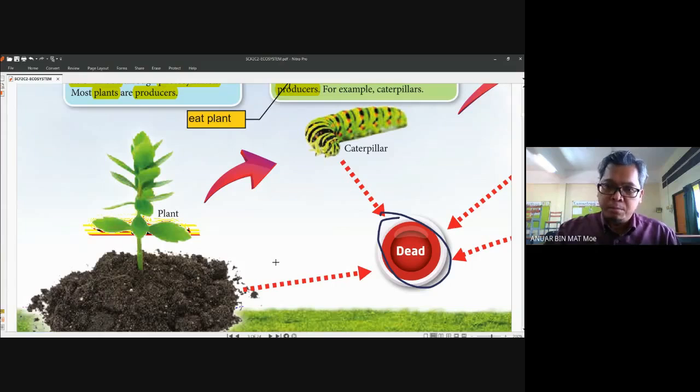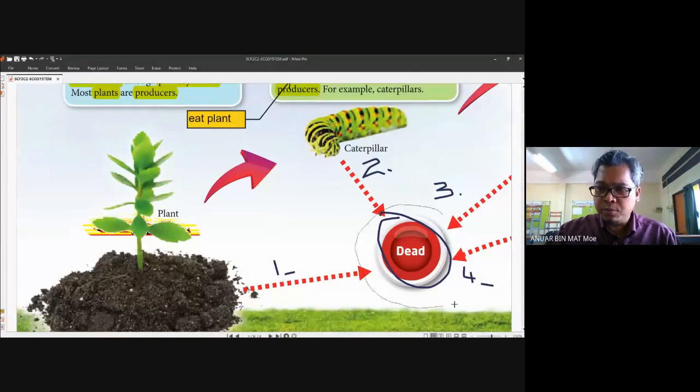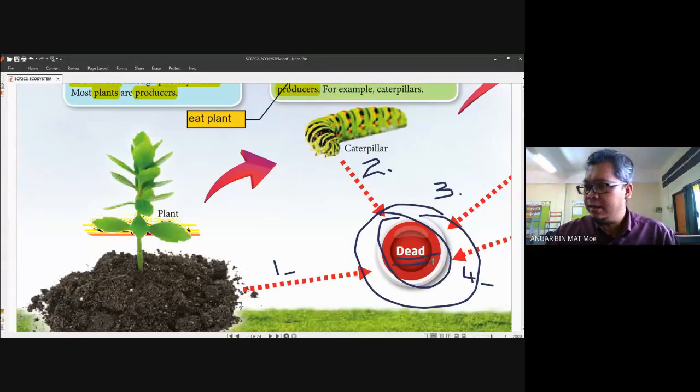Alright. Number 1 is the producer. Number 2 is the primary consumer. Number 3 is the secondary consumer. And then number 4 is the tertiary consumer. All of the consumers will later be dead. Okay, semua ini akan mati ya.